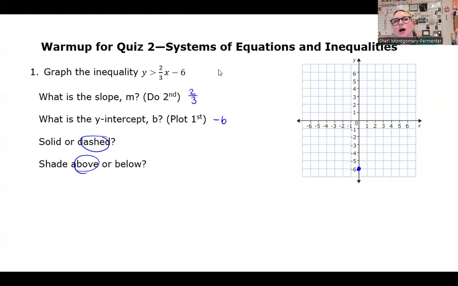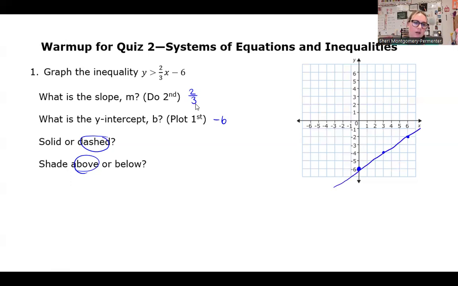Okay, so we're going to go up 2, right 3. Put a point. Again, if it's negative, you go down. Never go to the left first. You have to make your pattern to the right first. I hope that cleared it up for some of y'all.